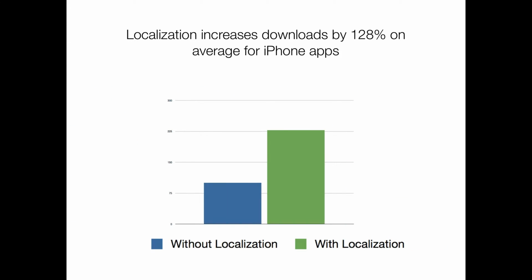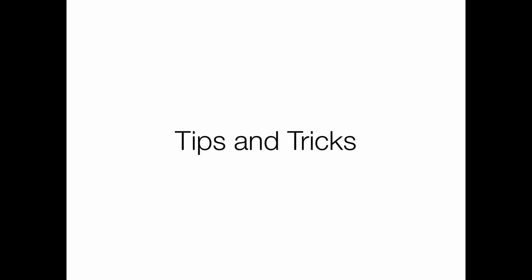Destimo.com has created an excellent report on the effects of localization for an app, which I'm going to attach to the end of the lecture here, so be sure to give it a look when you're done here. Perhaps the most powerful statistic they give in there, though, is that localization increases downloads on your iPhone app by 128%. This is huge.